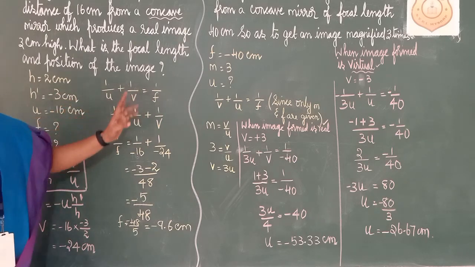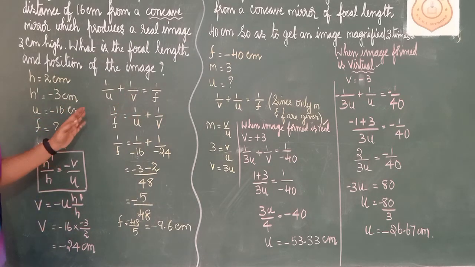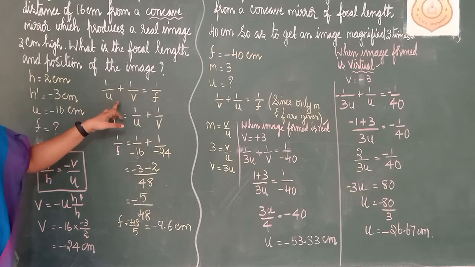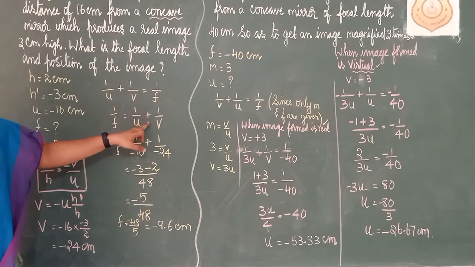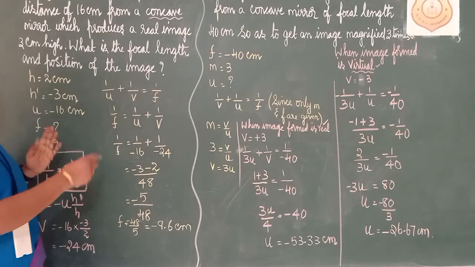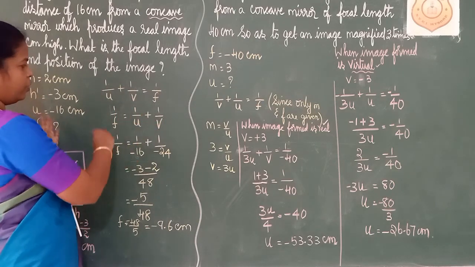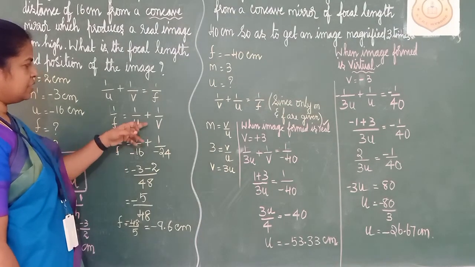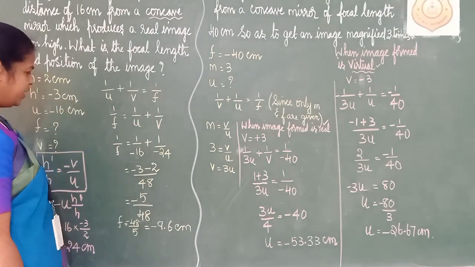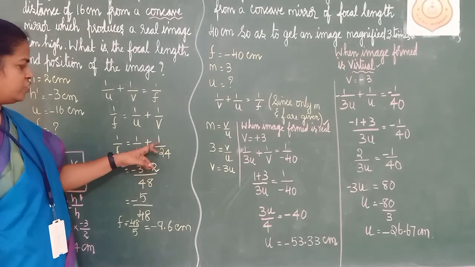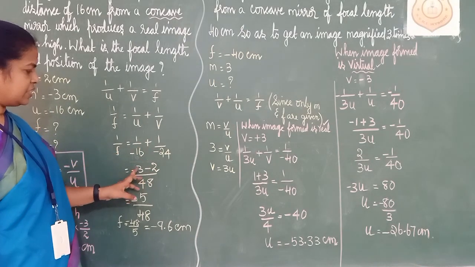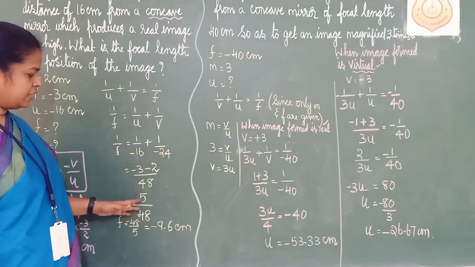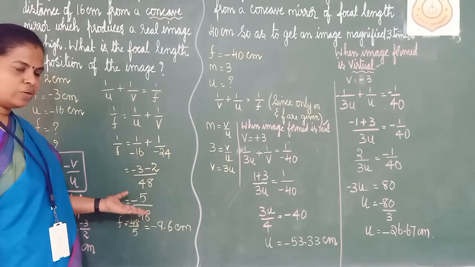1 by v plus 1 by u is equal to 1 by f. We know the formula. Now we should find f also. So 1 by f is equal to 1 by u plus 1 by v. So 1 by f is equal to 1 by minus 16 plus, what is v? We have found minus 24. If we take the LCM, 48 will be the LCM: minus 3 minus 2 by 48. You will get minus 5 by 48. So 1 by f is equal to this much.